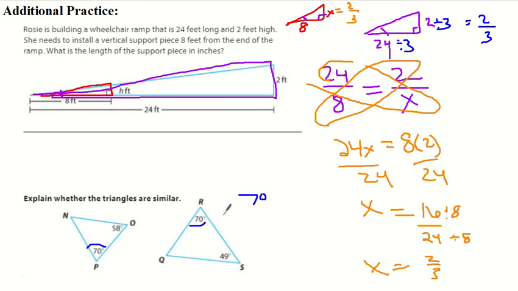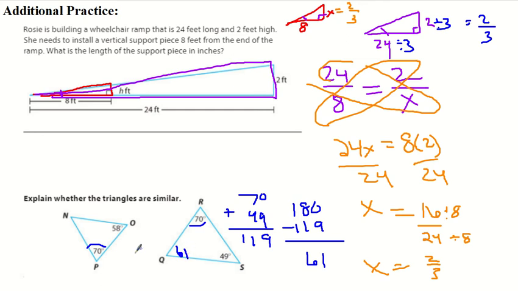So I can do 70 plus 49, which is 119. So now I have to do 180 minus 119. I have to get 58 for them to be similar. And it's definitely not 58. It is 61. So that means this is a 61-degree angle. So they only have one angle in common, so these two angles are totally different, and therefore not similar.